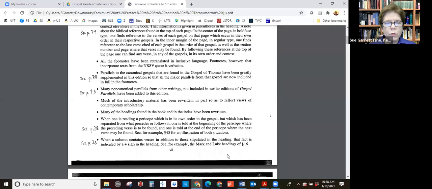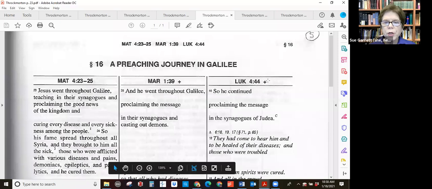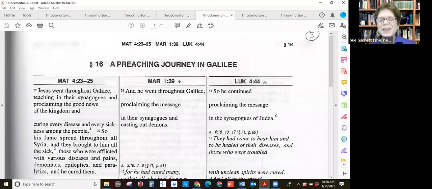Okay. When a column contains verses in addition to those stipulated in the heading, that fact is indicated by a plus sign in the heading. Okay, so we'll look at page 23 for an example of that. Notice here you've got Luke 4, verse 44, and then you've got this plus sign. And the same thing over here with Mark. What that's telling you is that Luke has a parallel to parts of this Matthean passage, but they're not in the same place. He's broken apart that material and put it in two different places.